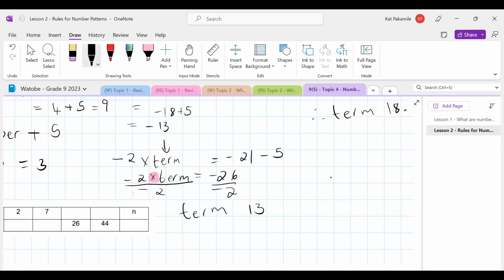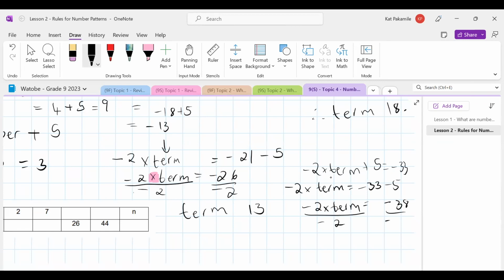So it was negative 2 times term plus 5 equals negative 33. Okay, same step, guys. Negative 2 times term equals negative 33 minus 5. Negative 2 times term will be negative 38. You divide by negative 2, you divide by negative 2. Therefore, negative 38 will be term number 19. Thank you. Thank you so much.